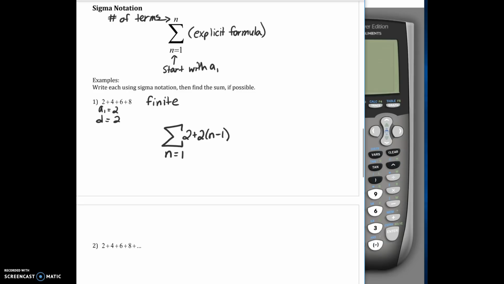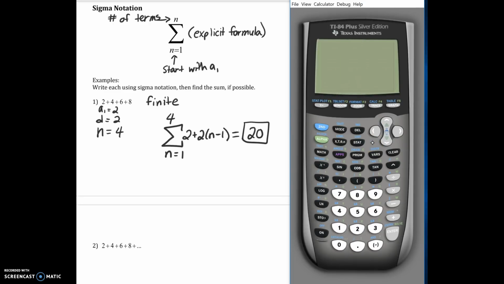And then on top, we're going to write how many terms we have. So on top is our n. In this case, we have n is equal to 4. So we're going to put 4 up here. Now, this is one you can add up on your own and get the sum to be 20, but I will also show you how to plug this into your calculator.